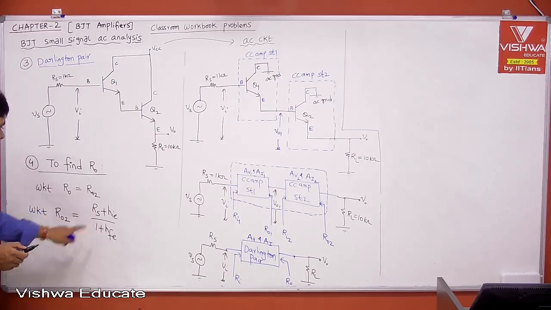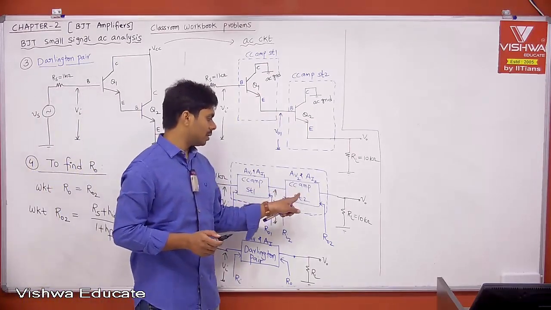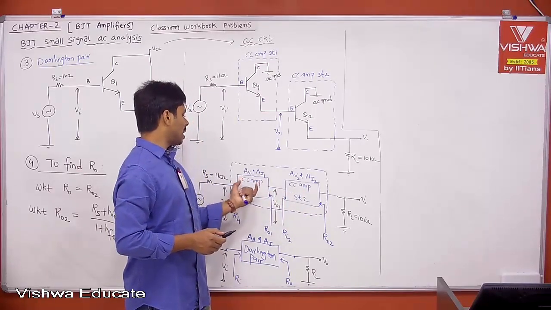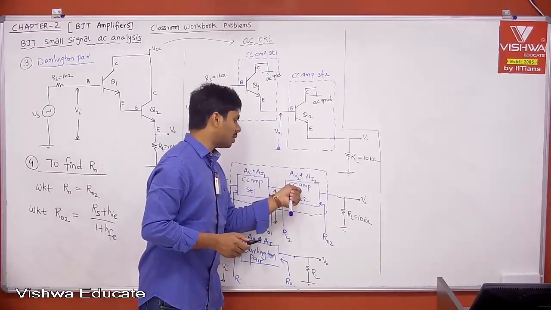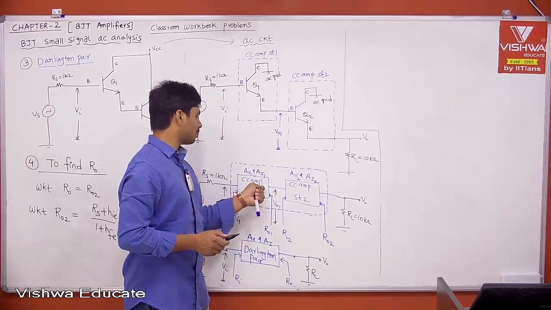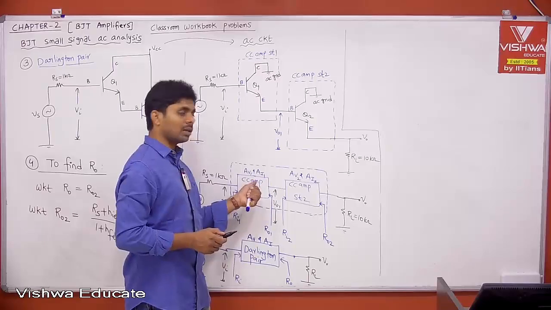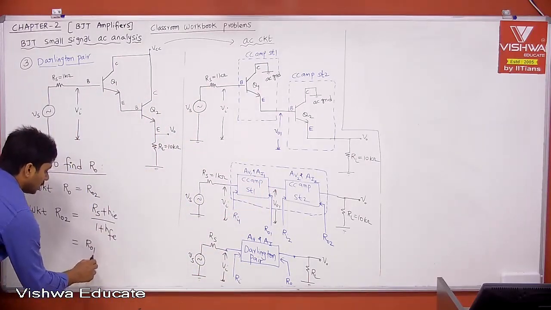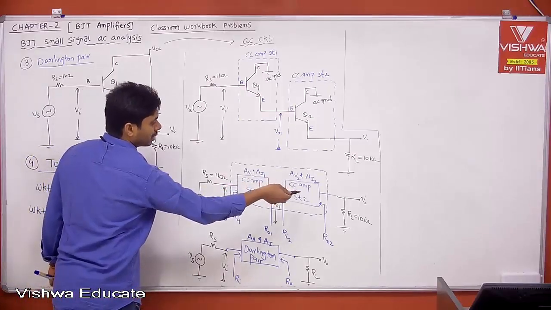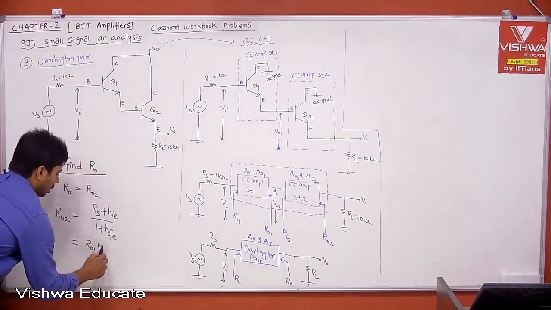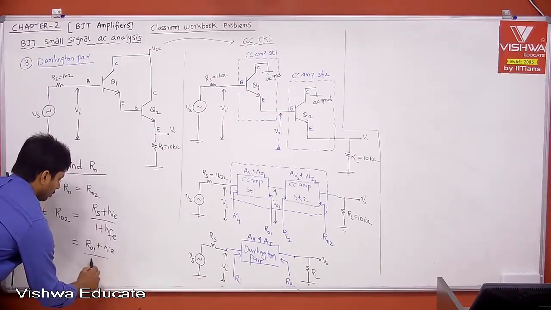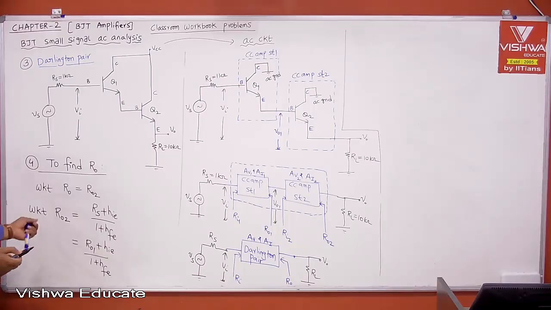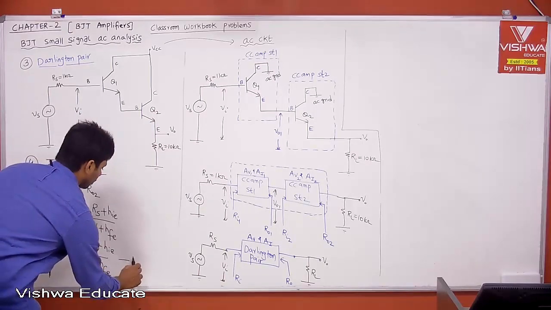Then what is Rs? The source resistance of your stage 2. In a CC amplifier, stage 1 is the source for your stage 2. Then the output impedance of stage 1 is nothing but the source resistance, right? Therefore, this is R01, the source resistance with respect to stage 2, plus hie divided by 1 plus hfe, right? Then we can call this equation 5.